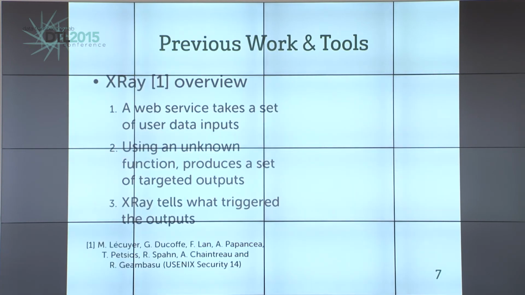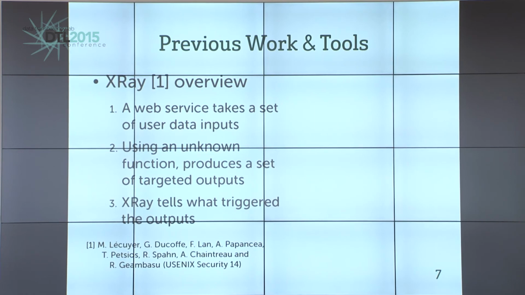Now I will talk about how we got our preliminary results. X-Ray is a transparency tool that was presented at USENIX Security in 2014. It was developed in our lab, and it looks at the inputs and outputs the user sent to a web service, and then shows the users why certain targeted outputs were shown. For example, which email triggered a certain ad.